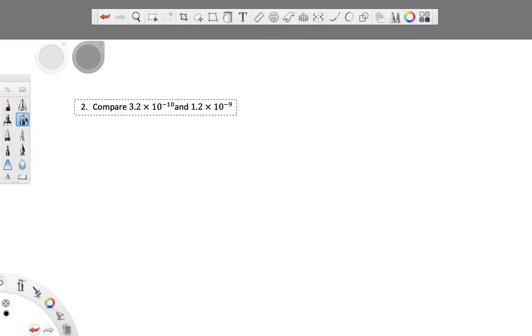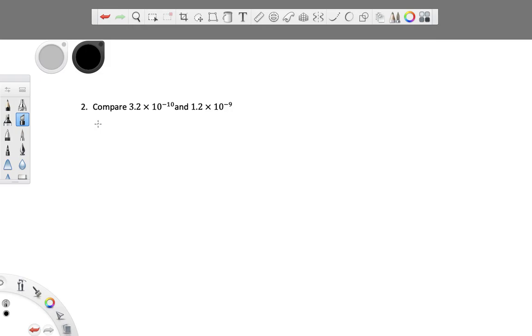So this is the second example. Here we have compare 3.2 times 10 to the minus 10 and 1.2 times 10 to the minus 9. So in the previous example we were looking for the highest and largest power of 10. Now, this one could be slightly misleading in the fact that we have 10 to the minus 10. So you might think, well, 10 to the minus 10 is the largest power of 10. That is not the case. It would be 10 to the minus 9.